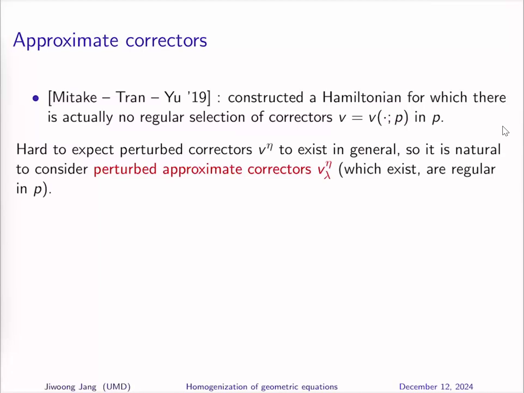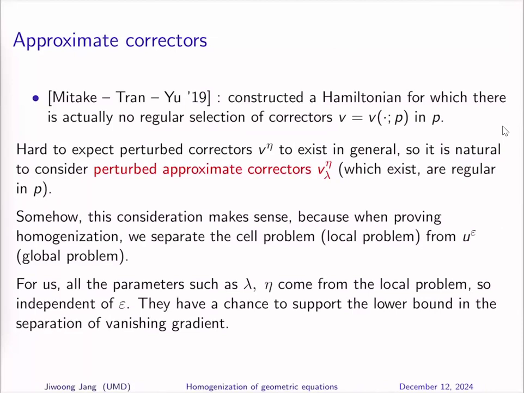But it is natural to consider the perturbed approximate characters because they at least exist and are regular in the variation of p. For instance, if lambda goes to zero, then it approximates v of lambda. So the family of these perturbed approximate characters has these better qualitative properties. And now we want convergence, and this was stable for us.